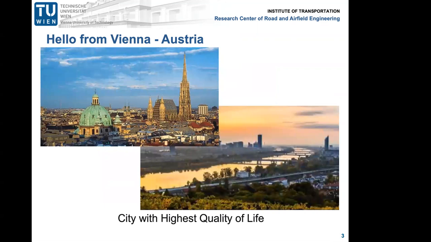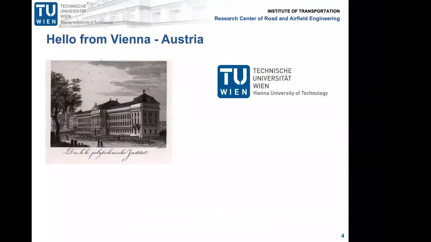Vienna is the capital. It is an excellent place to live, a city with a very high quality of life. And you see here St. Stephen's Cathedral on the right side. And on the left side, with this cupola, this is the Charles Church, and right opposite to the Charles Church, there's our university. It's the Technical University of Vienna.